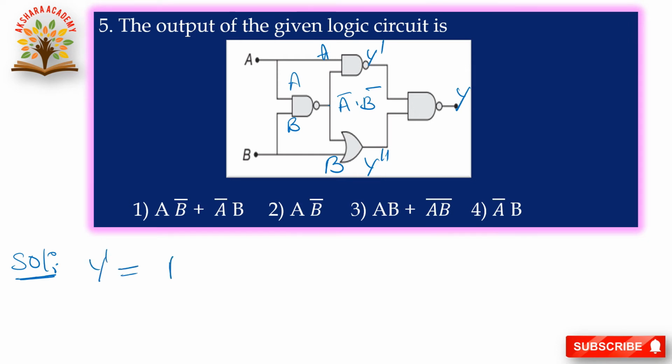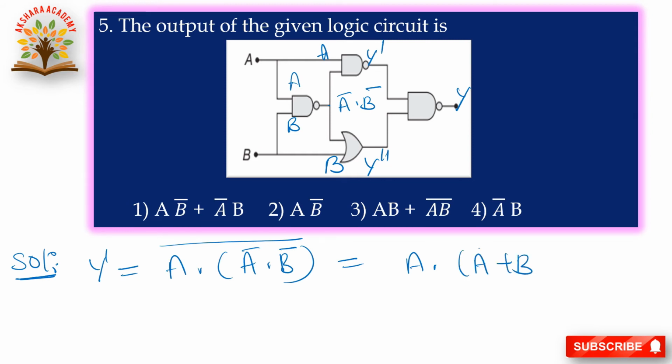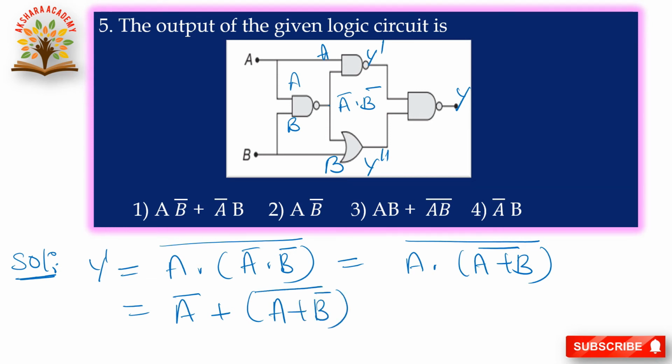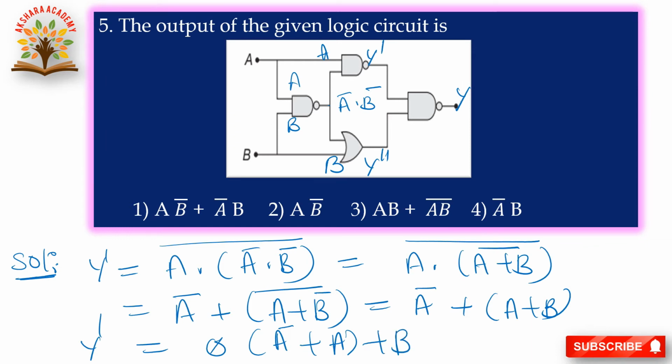Y dash is equal to A dot A bar dot B bar, that is equal to A bar dot (A plus B bar), so that is equal to A bar plus B bar bar, so that is equal to A bar plus A plus B. So Y dash is equal to A bar plus A plus B, that is equal to 1 plus B, which is equal to 1.